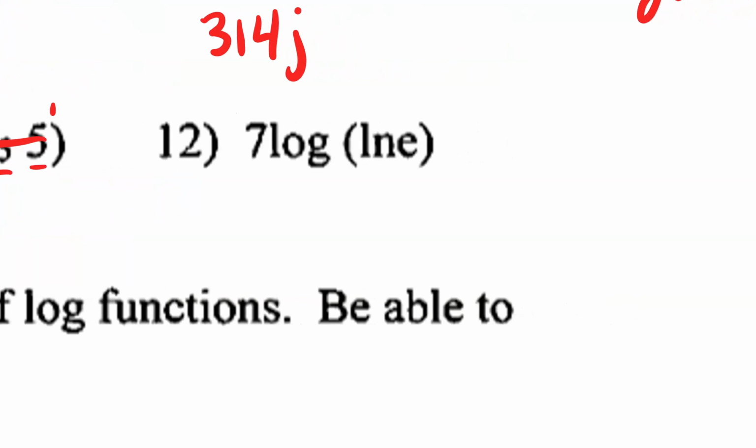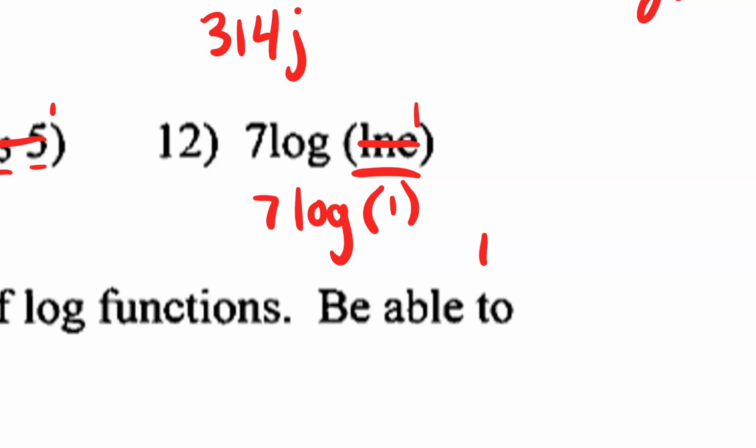All right, again here, natural log and base e cancel each other out, so we're left with just whatever the exponent was, which was 1. So we have 7 log base 10 of 1. Log of 1 is always just going to be 0. So that's my answer.